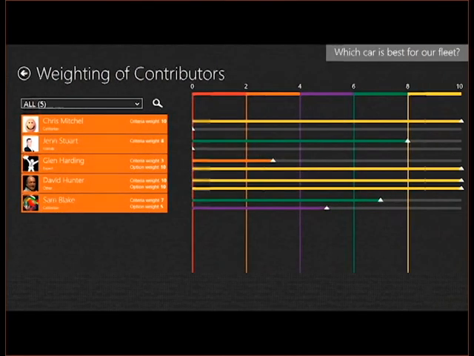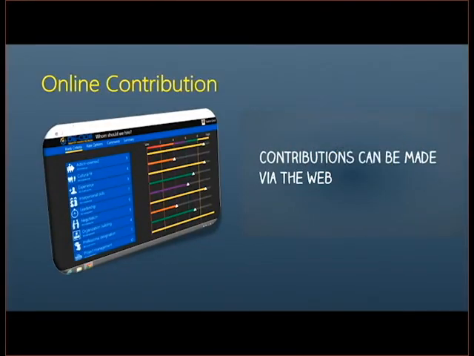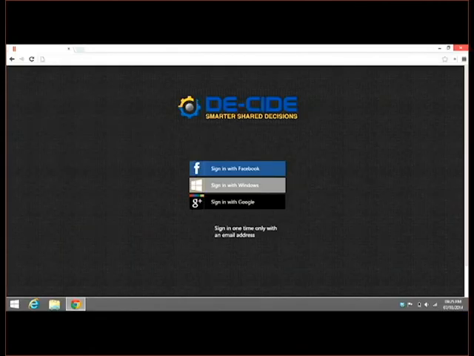You can also weigh the individual's contribution based on the value add that they have towards the decision. DE-CIDE has made it easy for anyone to contribute to a decision without actually downloading the app. All they need to do is go on the web to the URL they receive in their email and log in via Facebook, Windows Live, or their Google account.